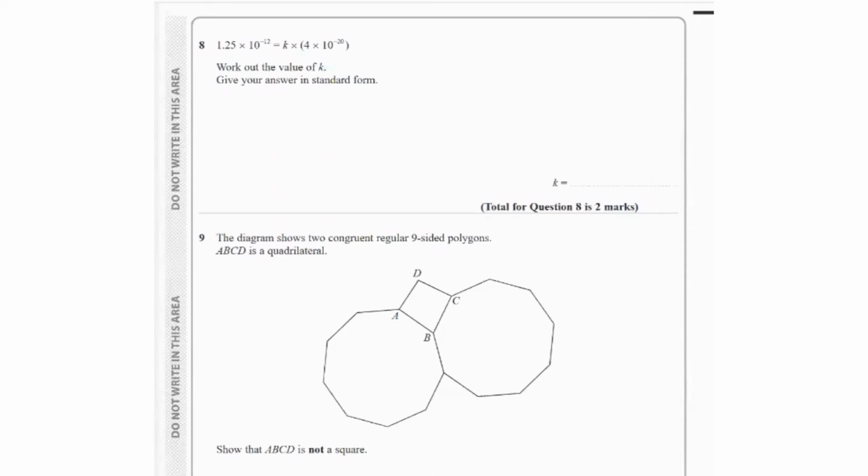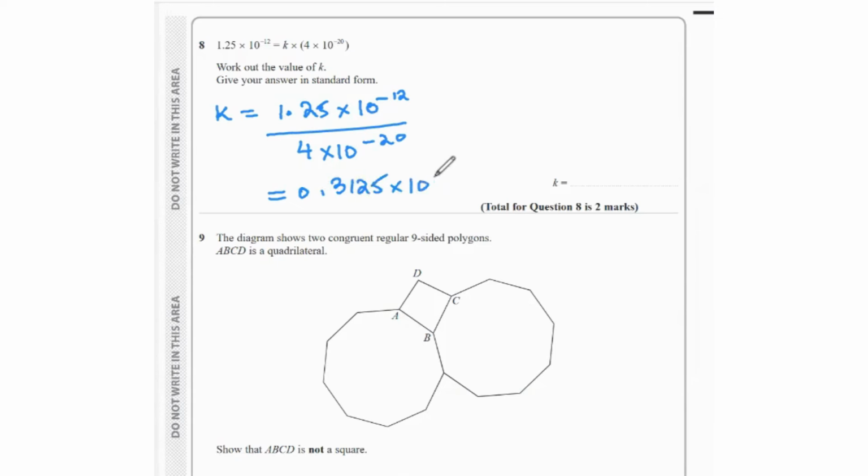Then it says that 1.25 times 10 to the power of negative 12 equals k times 4 times 10 to the power of negative 20. Work out the value of k. So to work out the value of k, we just divide 1.25 times 10 to the power of negative 12 by 4 times 10 to the power of negative 20. Plug this in the calculator, and what you should get is 0.3125 times 10 to the power of 8.